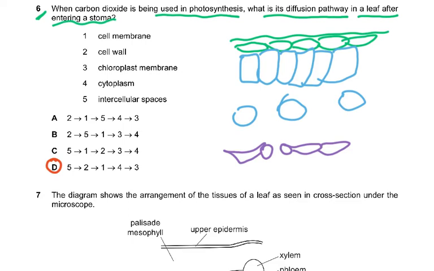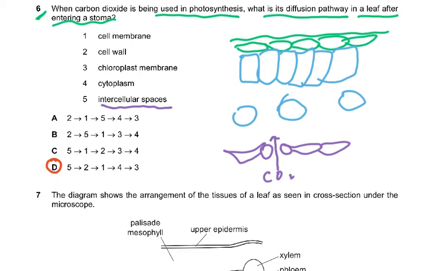Now it says when carbon dioxide is being used in photosynthesis, so that means it is being used up inside the leaf. So carbon dioxide outside in the air is going to diffuse in. There's no membrane it's crossing. So it has to just enter it. So that had to be 5, which is the intercellular spaces.